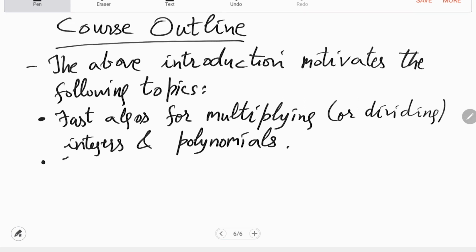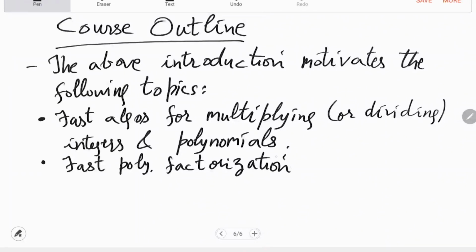And then the opposite of this, which is factorization. So fast polynomial factorization. Yeah, and this polynomial factorization has application in coding. Okay, so the thing which I mentioned before, it is used in coding. So we'll discuss that application once we have done this polynomial multiplication and polynomial factorization.